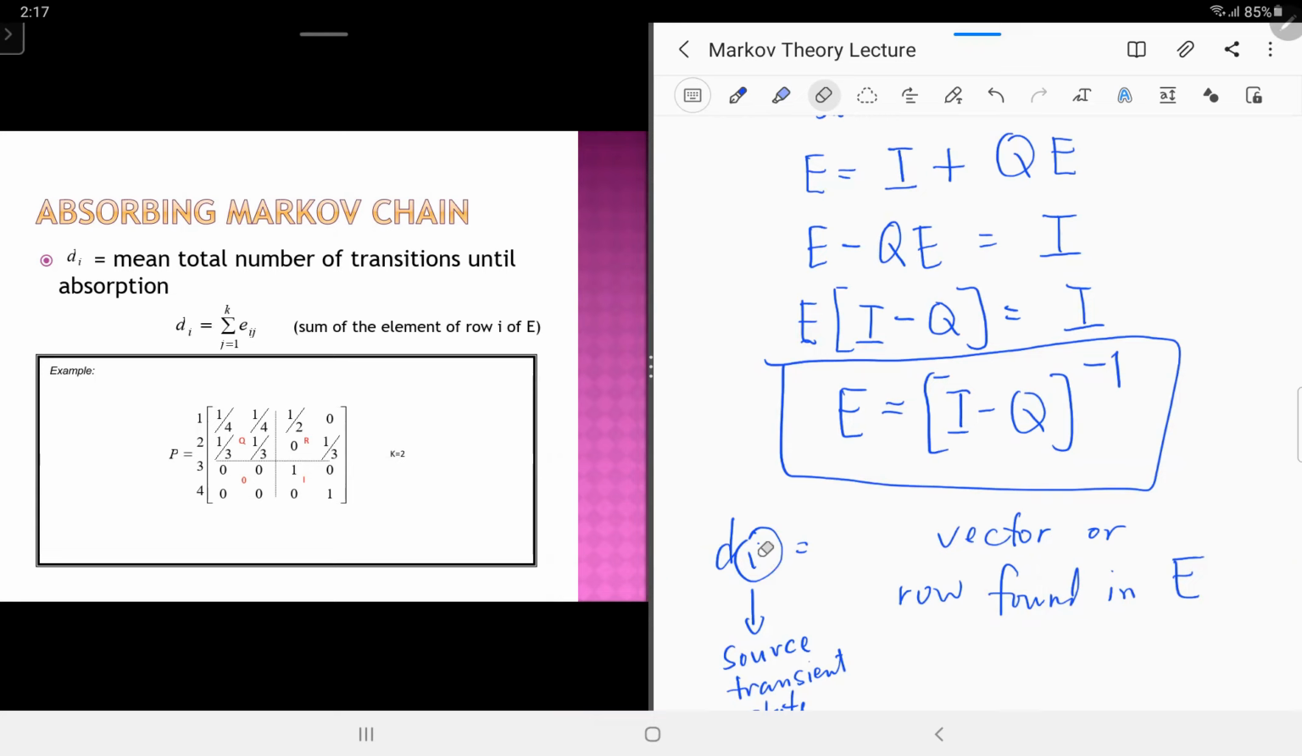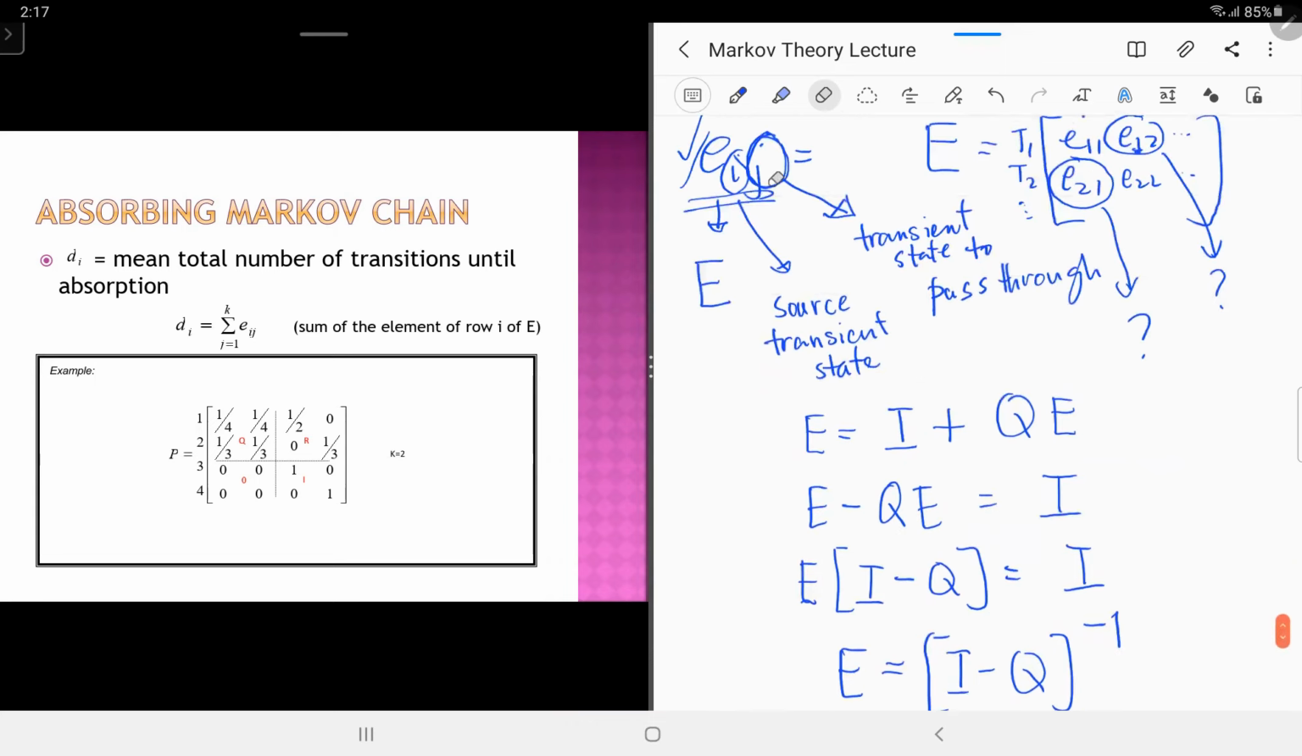So here, your J, which is not present in DI, covers all the other transient states that you can pass through before being absorbed. Whereas in EIJ, you are specifically saying that you're counting the number of times this transient state J is passed through before absorption. Is that clear? I hope the difference between the two is clear.